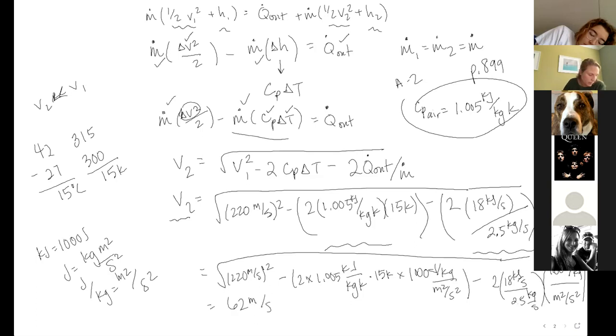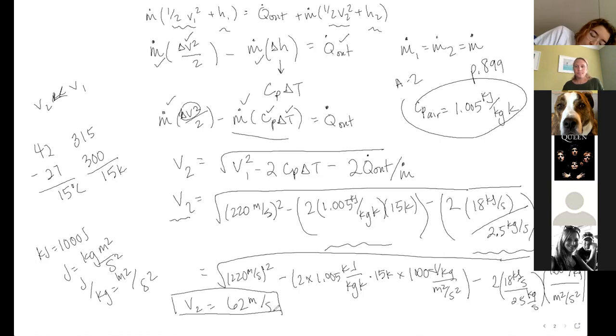I'm pretty sure that's what I'm getting at least, which makes sense because it's much smaller than 220 meters per second. And I'm pretty sure this is the answer that they tell you in the book too. Yes, so 62 meters per second is the answer the book gets as well. So great, I did it right.